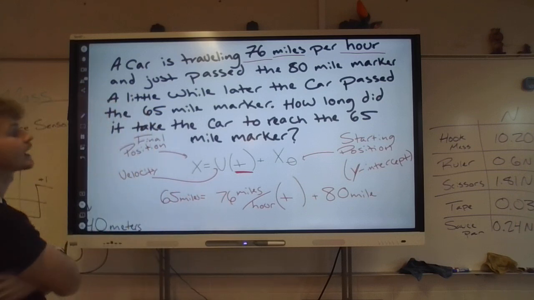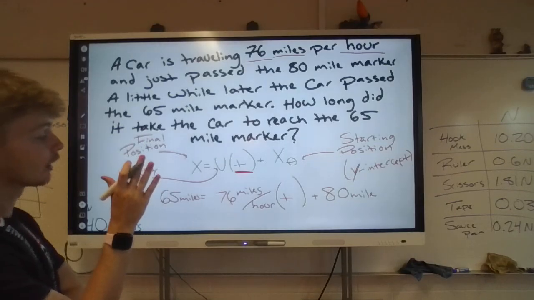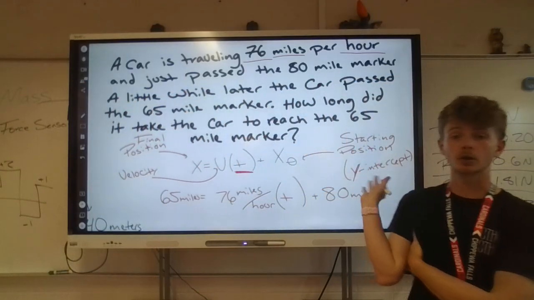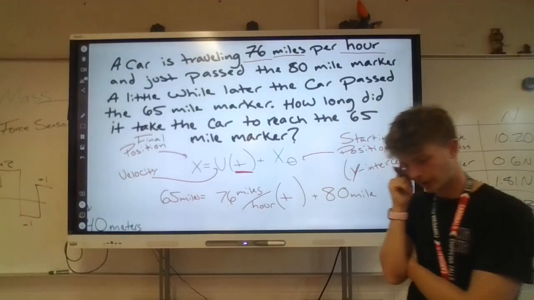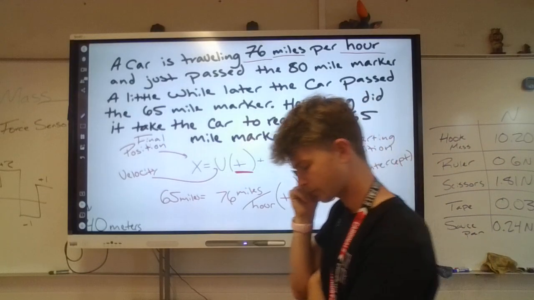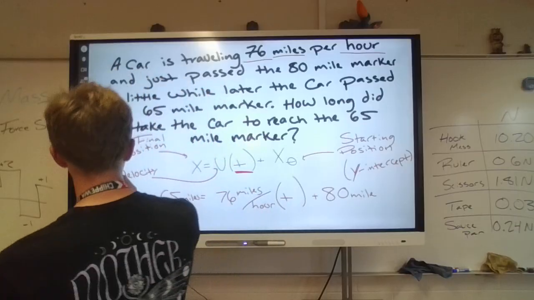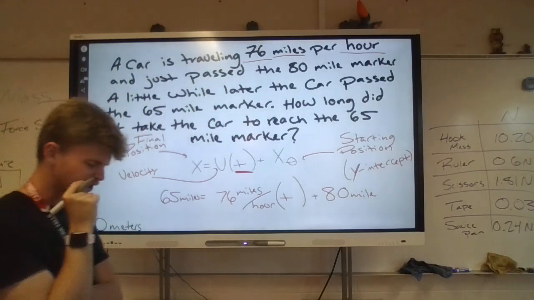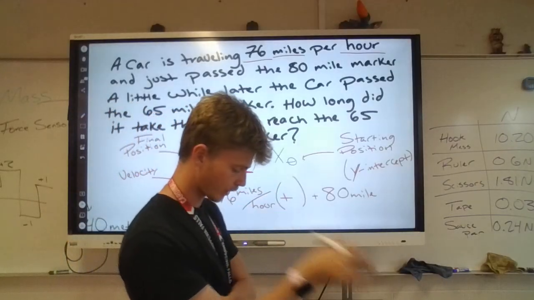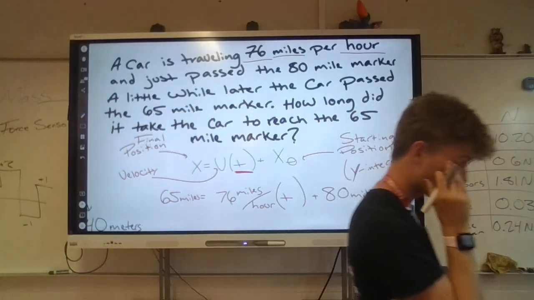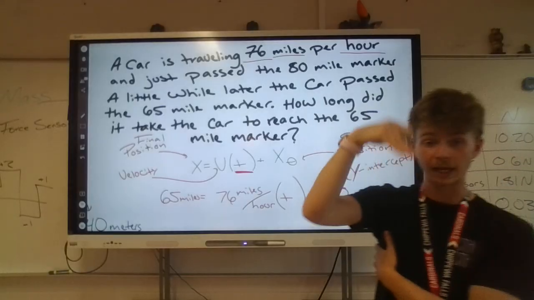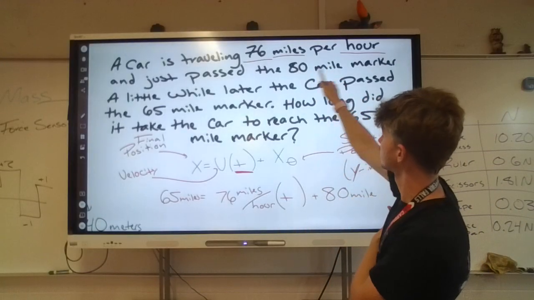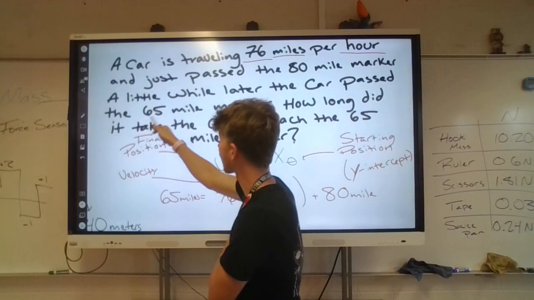What is the time that it took to reach the 65-mile marker from the 80-mile marker, given our velocity? Now, our equation is almost done, but you have to ask yourself: we started at the 80-mile marker. We went to the 65-mile marker. Am I going forward or backwards on my position over time graph? If I were to plot my travel, my distance over time, am I going down on my graph or am I going up? You should know your starting position was 80 miles, 65 miles is your ending position.